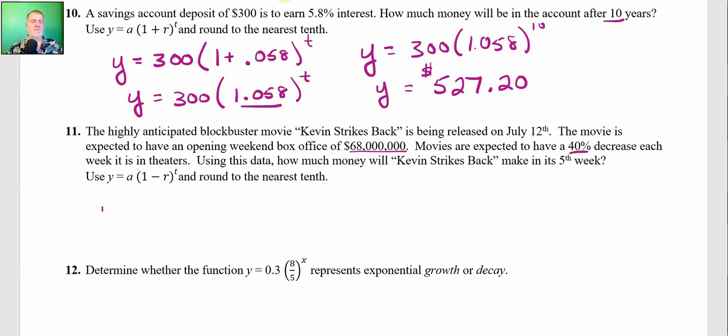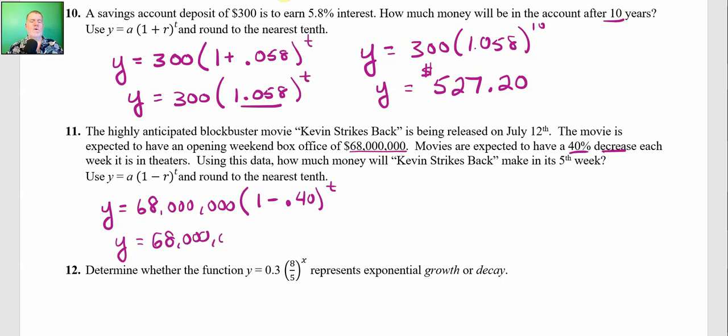So we're going to use this formula. I'm going to start with 68 million. 1 minus, because I'm losing money, 40%. Now if I subtract it, what do you notice? What is 1 minus 0.4? Well, it's 0.6. And guess what? 0.6 is less than 1. That means it's going down.